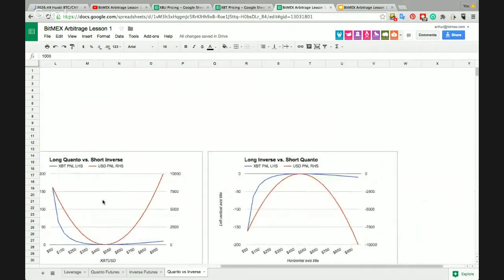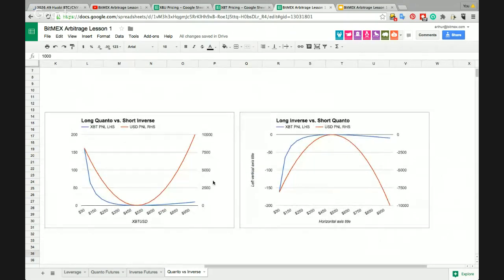So if we look over here, we have two graphs. Let's focus on the long quanto versus short inverse graph first. What do we see here? We see that the US dollar return is parabolic. So at a price of $500, you have no P&L impact.